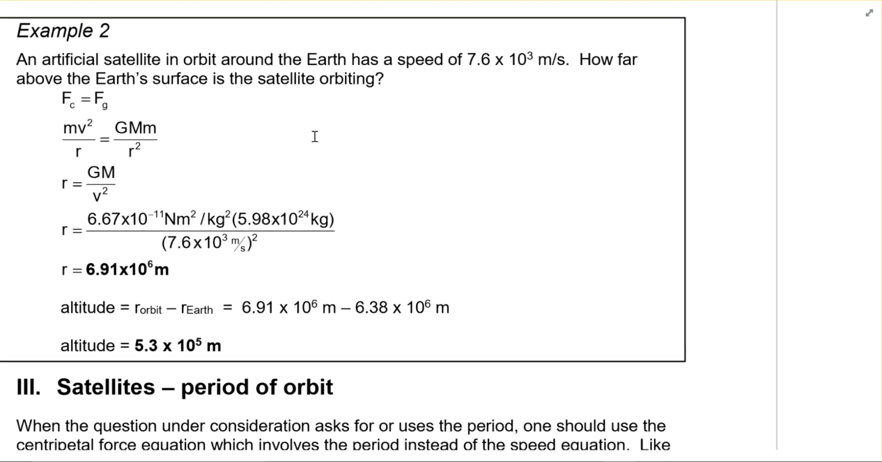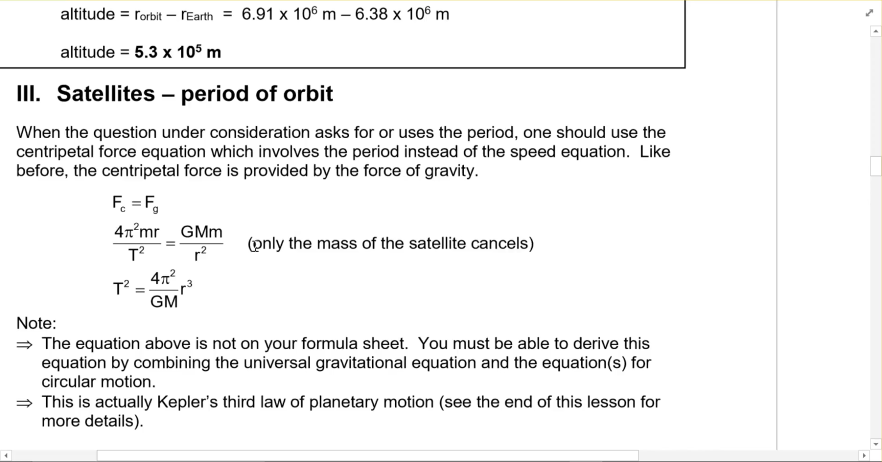All right. So again, for this one, you're going to have to start out with Fc is equal to Fg. Put in what you know here. And then instead of rearranging for v, you need to rearrange for r. And then you end up with 6.91 times 10 to the 6. But it says how far above the Earth is the satellite. This r was from the center of Earth to the satellite. So what we need to really do is just subtract the radius of Earth, and that's going to give us our altitude.